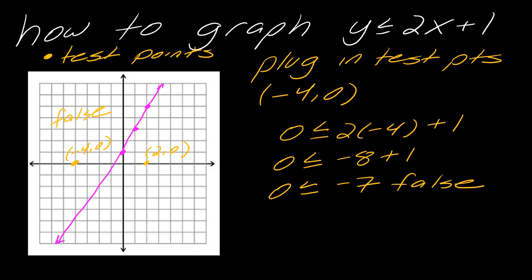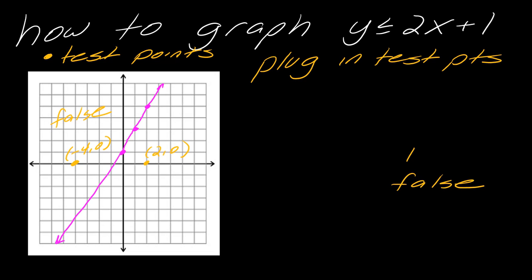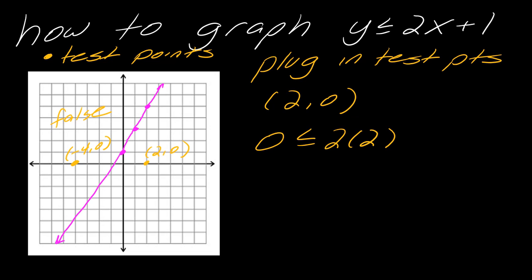Now, let me just finish out this example. You might have a few questions on this, but let me round this idea out, and then we'll sum it up a little. So I want to take a look at this other test point, this 2, 0. So now let's plug this in again. So I've got 0 is less than or equal to 2 times 2 plus 1.